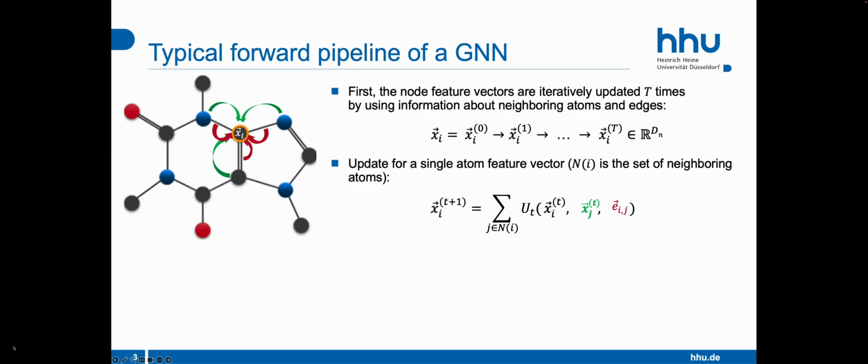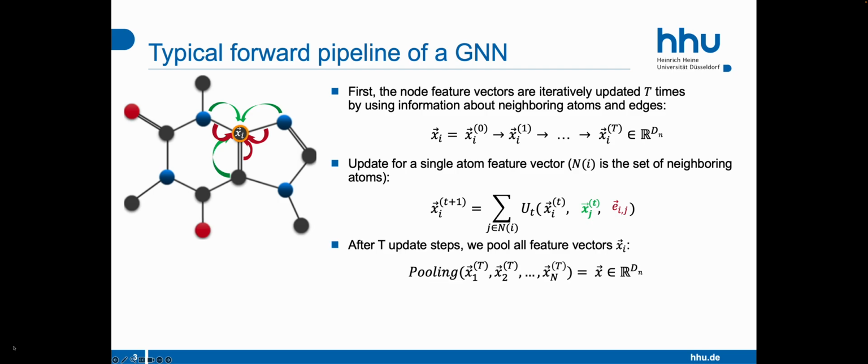After we have updated each feature vector for t time steps, we want to obtain a single vector that represents the entire graph or molecule. We can achieve this by using some kind of pooling function with all the updated atom feature vectors as the input. This pooling function can be the element-wise mean of all atom feature vectors, similar to what we have seen for our transformer network encoder. Or we could also take the element-wise maximum or the sum of all vectors. This gives us a single vector x that is now a numerical representation of the entire graph.